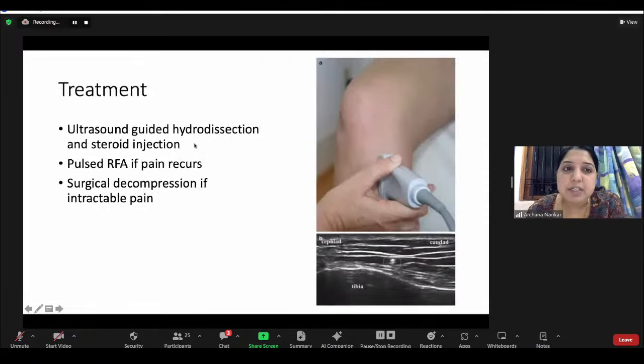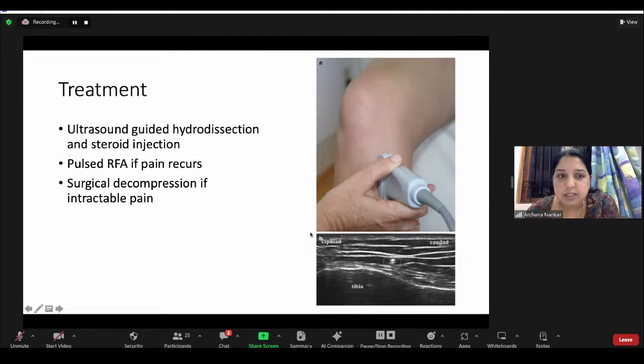So what is the treatment? Again, ultrasound-guided hydrodissection and steroid injection. Then pulsed RFA if the pain recurs. And lastly, surgical debridement if intractable pain still exists.